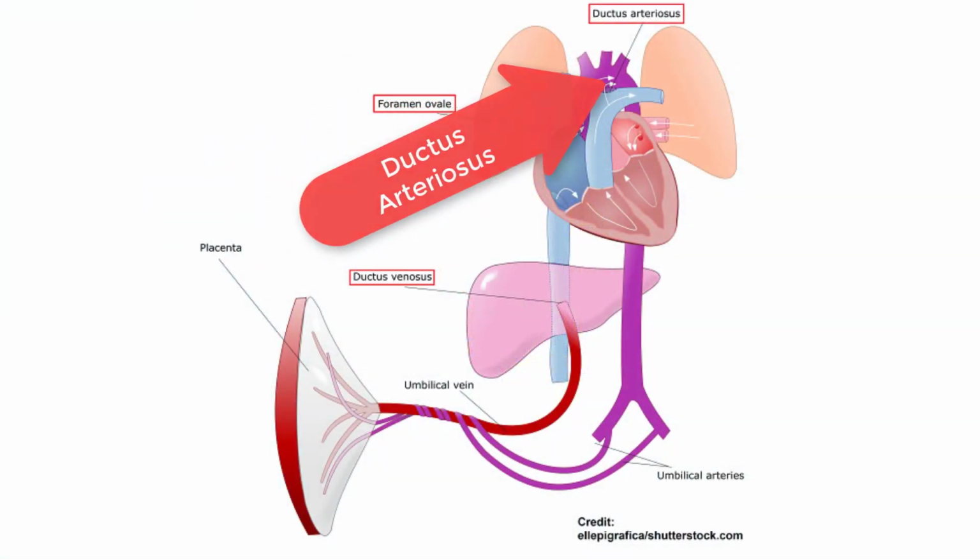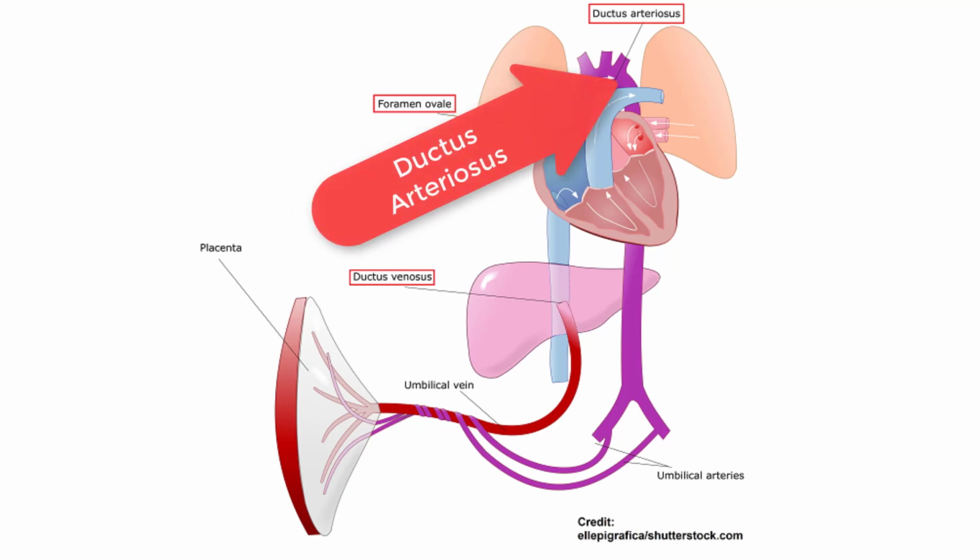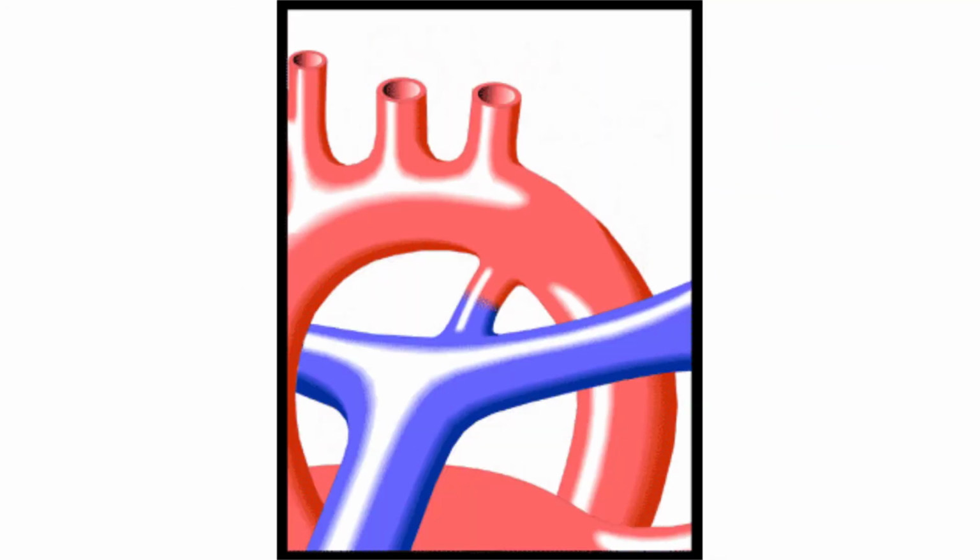The ductus arteriosus constricts partly in response to the higher arterial oxygen levels that occur after the first few breaths. This closure prevents blood from the aorta from entering the pulmonary artery.